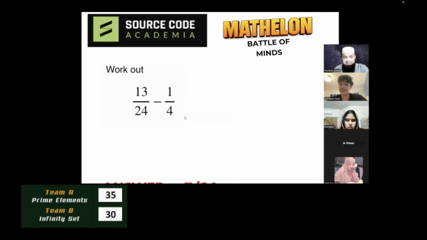Well done, Umar. These are the unlike fractions which we have subtracted here. Either we can do this by making them like. So we need to multiply the second fraction by 6 to get 6 over 24. So 13 over 24 minus 6 over 24 becomes 13 minus 6, which is 7 over 24, the correct answer. Well done, Umar. Please turn on your camera as well. Yeah, good. The next question is on your screen.